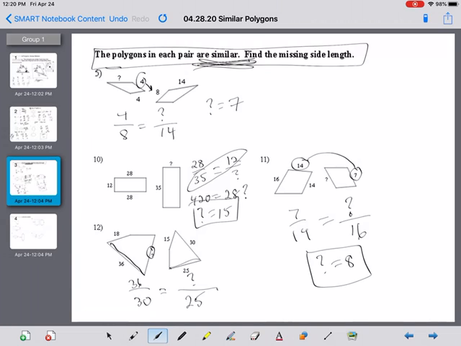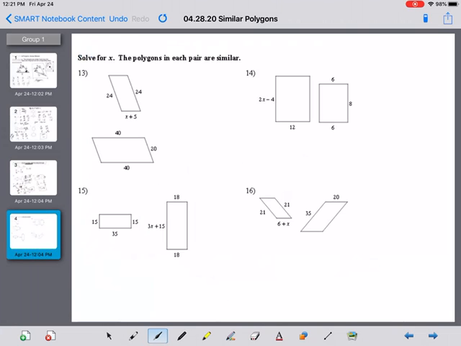Now, in some problems, what it'll say is something like A, B, C, D, and then it'll say A prime, B prime, C prime, D prime. And then it would say that they're similar, so you know which parts correspond. So 25 times 36 divided by 30 gives you question mark equals 30. Okay?